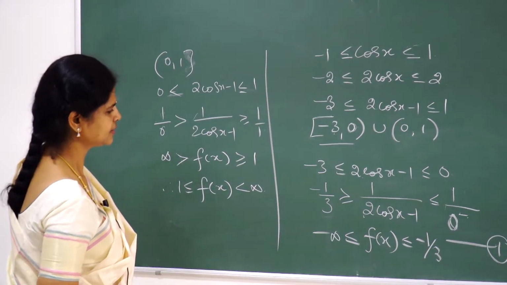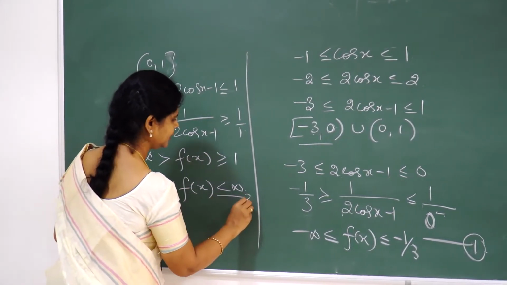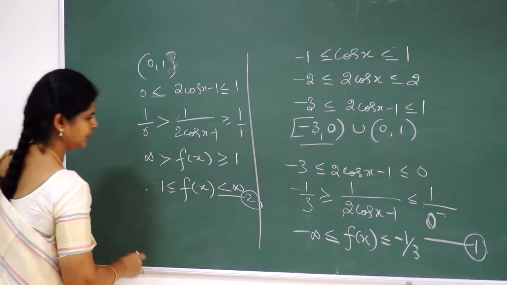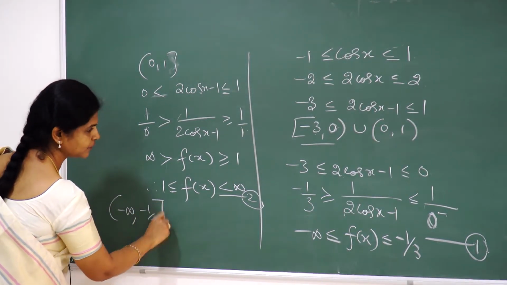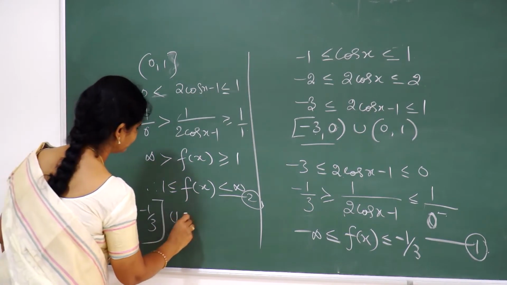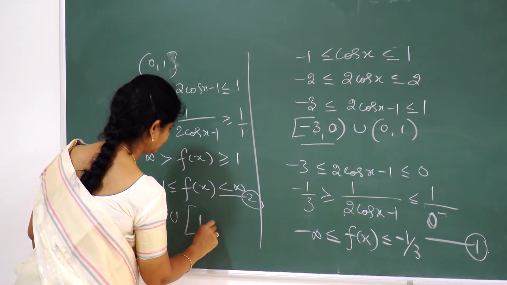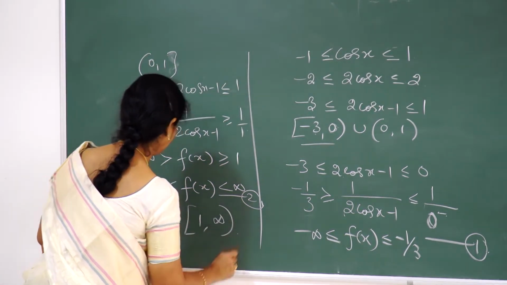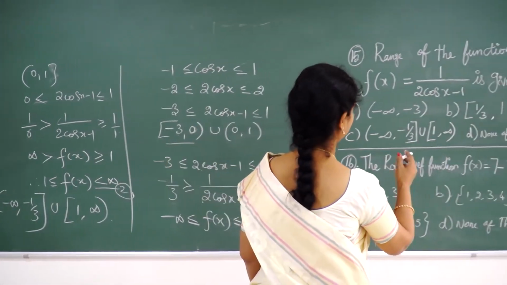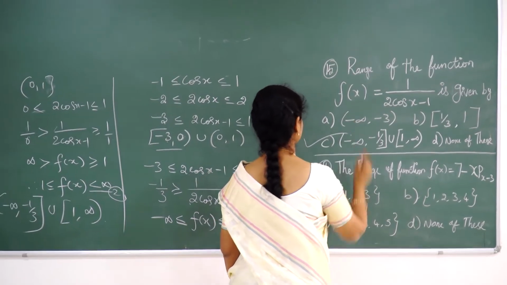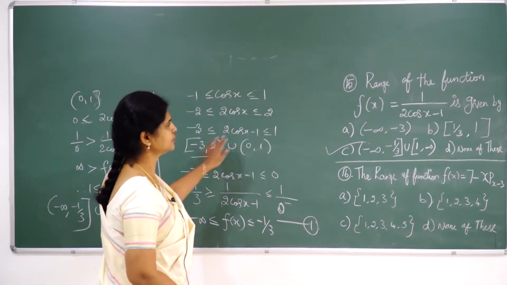Therefore your range is given by combining these two parts, you get minus infinity comma minus 1 by 3, the closed interval, union 1 to infinity. Okay, so this is your range. The options are A, B, C. C is the correct answer. So C is the correct answer for this sum.